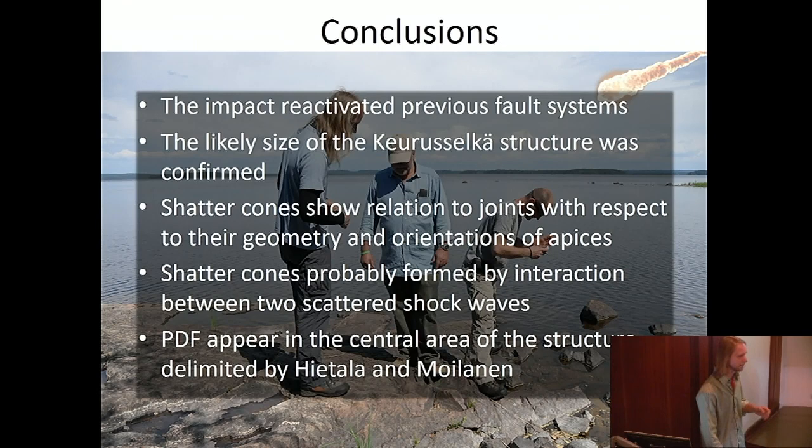But it's hard to determine the exact size of it. Last question from Carl, and Roger, you can have a question for the team. Why, if you can see shatter cones on the surface, can't you see the actual outline of the crater on a regional scale?